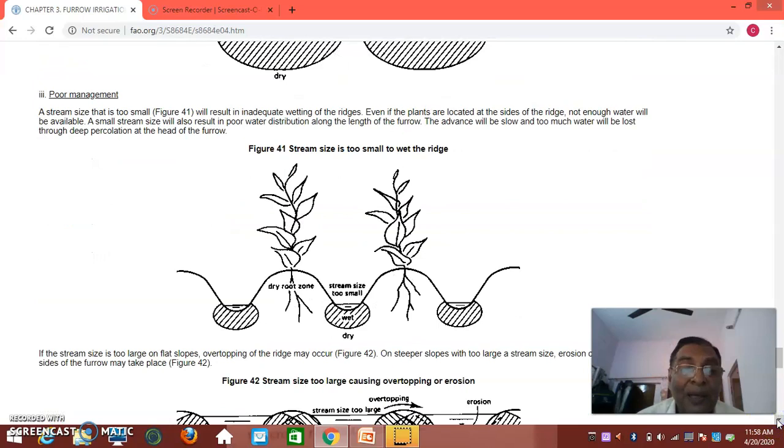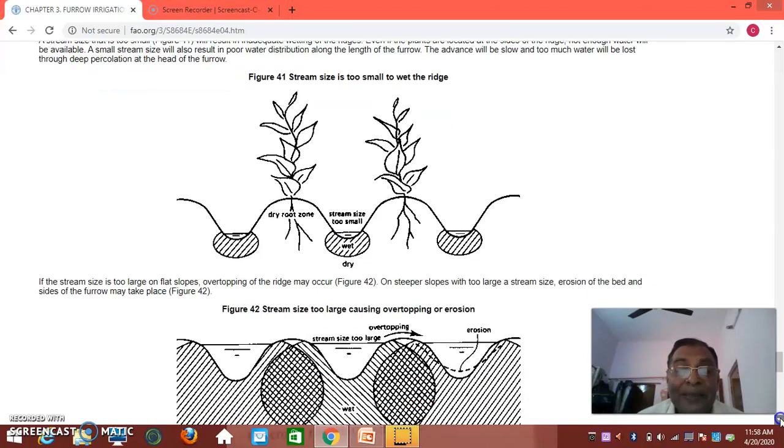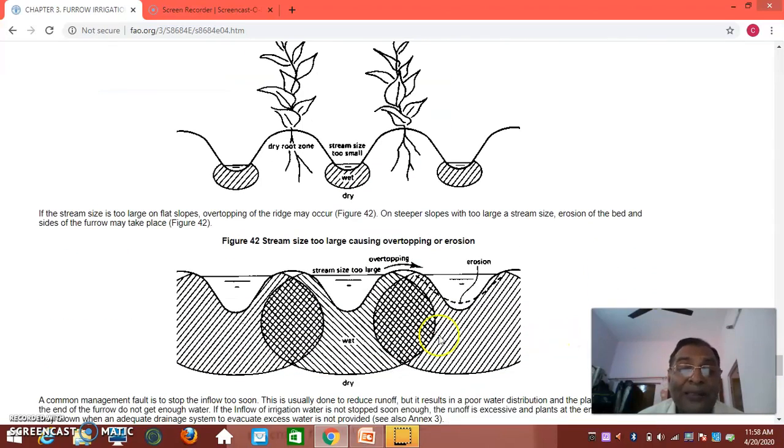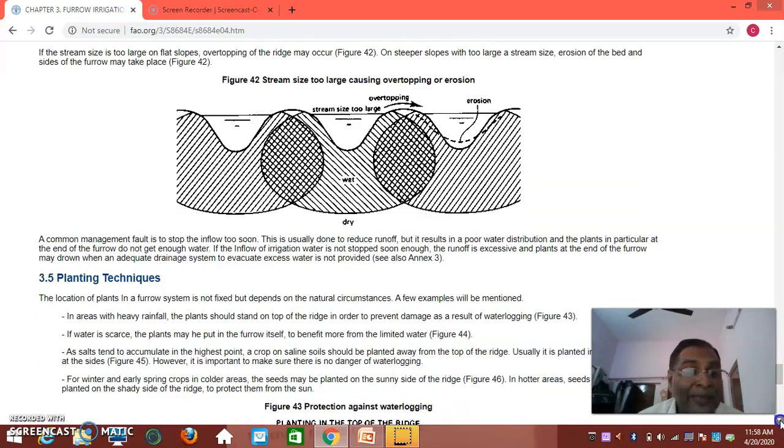Here the stream size is too small to wet the ridge. You have to increase the stream size in this case. Then if the stream size is too large, almost complete overlapping is there, so there is unnecessary wastage of water.